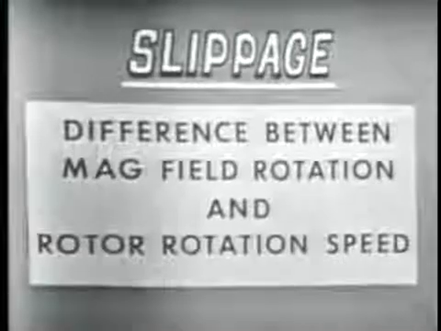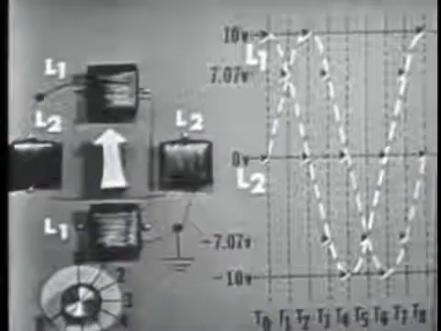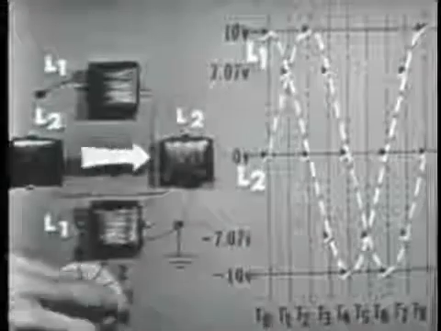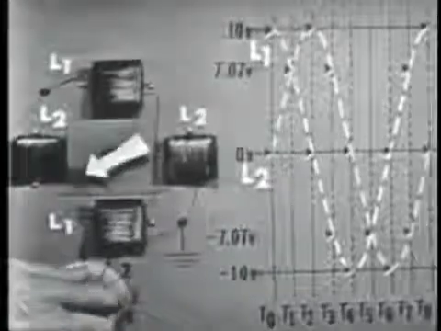Now, can I get item 7? I'll get it, all right? All right, you can have it. Item 7 shows you how one complete revolution of the magnetic field is accomplished by applying these out-of-phase voltages to the stator windings.